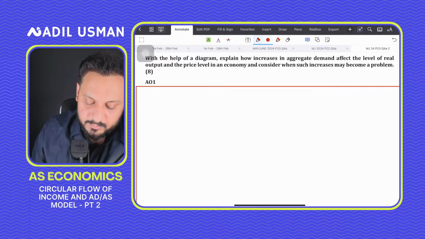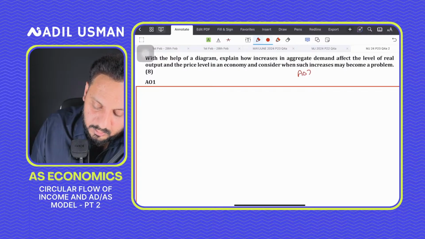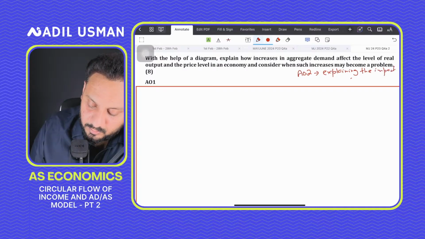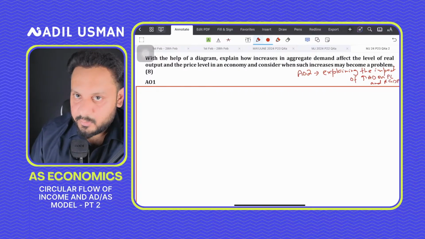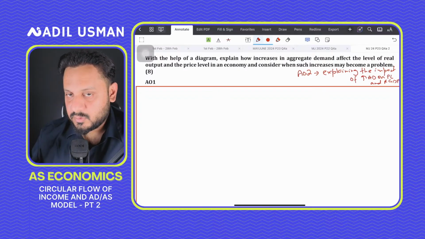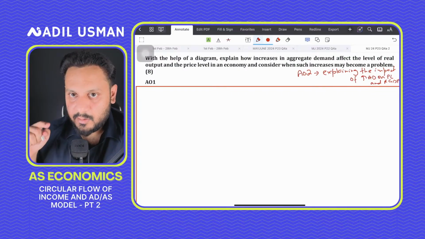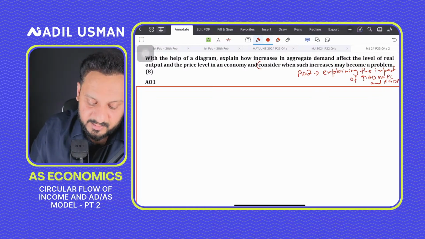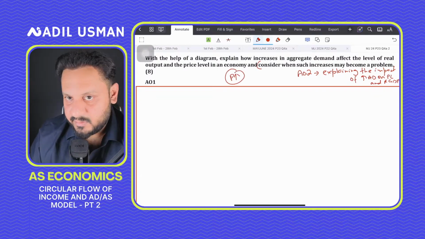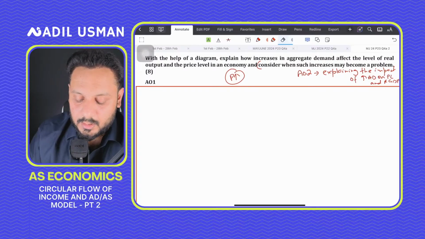So AO2 would be explaining the impact of AD going up on price level and real GDP. That's AO2. You explaining the mechanism through which when AD goes up, the price level goes up. And then AO3 would be this part, and consider whether such an increase may become a problem. So if you're saying that when the price goes up, whether this increase becomes a problem.